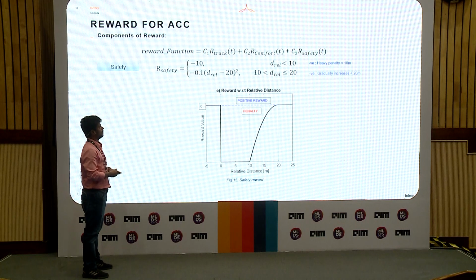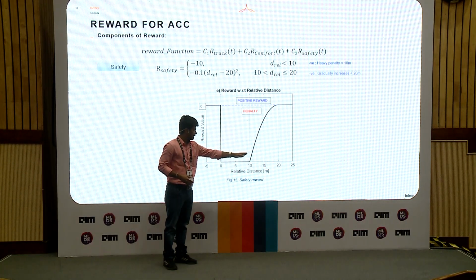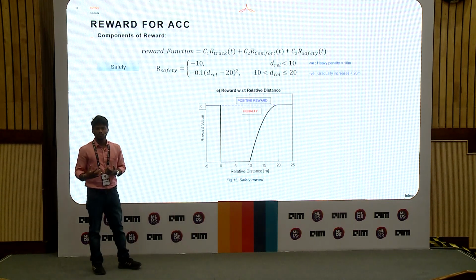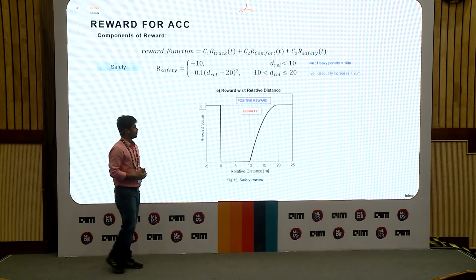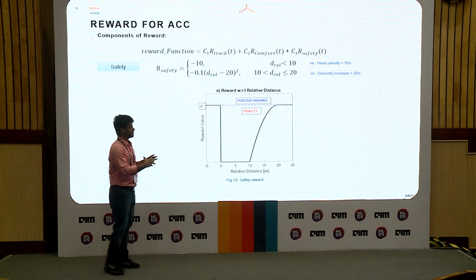So finally we have the safety reward. Here if you see, starting from less than 20 meters of relative distance, you are continuously going to give some penalty to the agent. So it will try to avoid all these scenarios. That is how we put safety into the requirement.